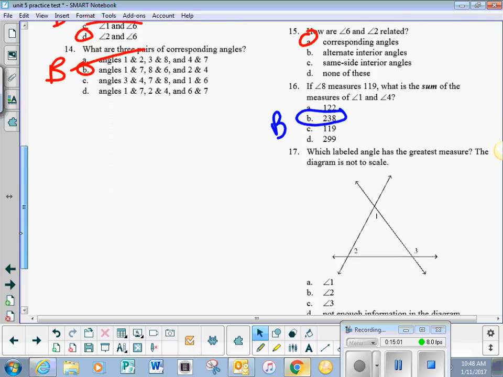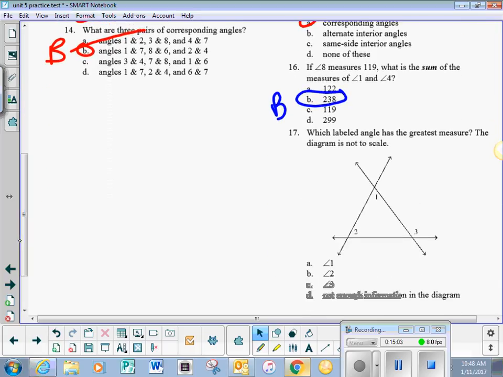This one's a little weird. Which labeled angle has the greatest measure? Well, what do I know about angle 3? I know angle 1 plus angle 2 equals angle 3, right? Isn't that just the exterior angle theorem? The two angles farthest away equal that exterior angle. So if 1 plus 2 equals 3, which is the greatest? 3.